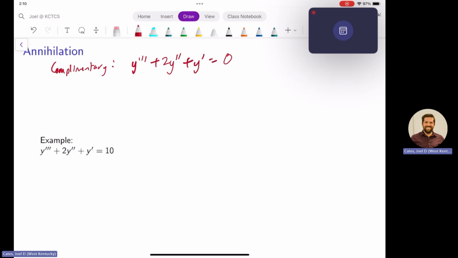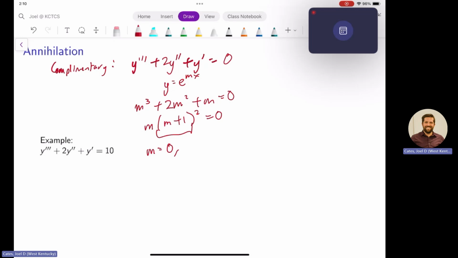Now, we can use the auxiliary equation. y is equal to e to the mx. That gives us m cubed plus 2m squared plus m is equal to 0. So m times m plus 1 squared is equal to 0. When I factor that down, I have a repeated root, which means that I have to do reduction of order with it. That gives me m is 0 and m is negative 1 with that repeated.